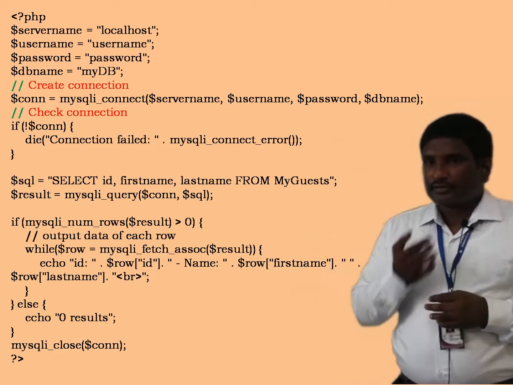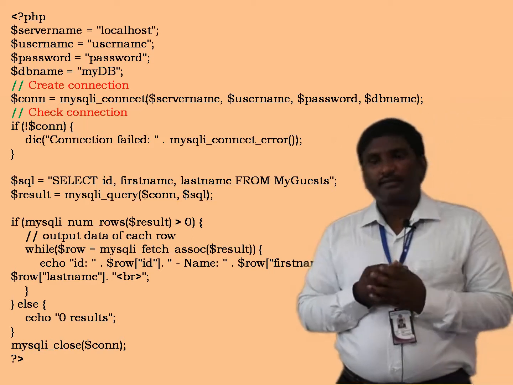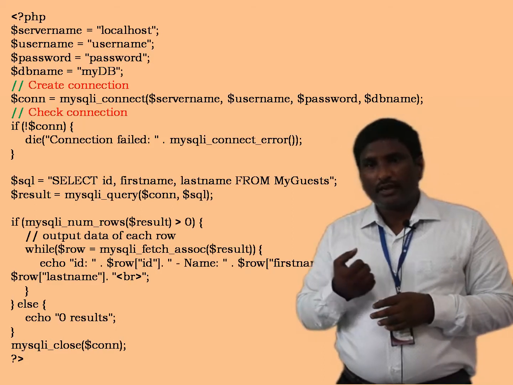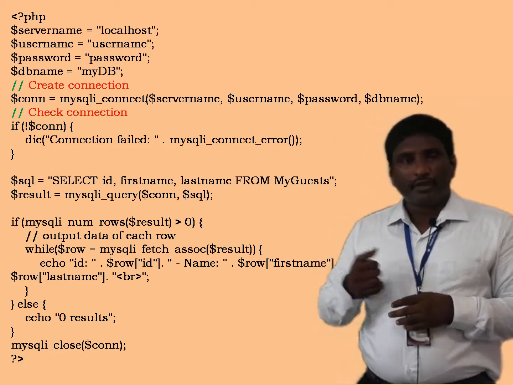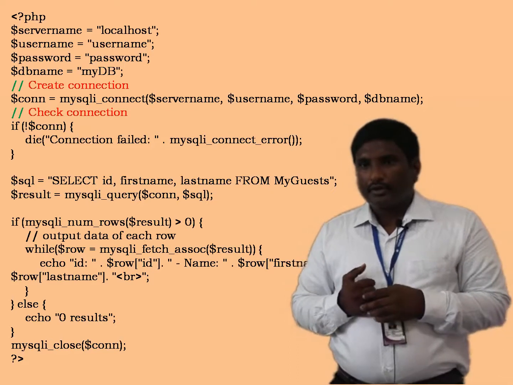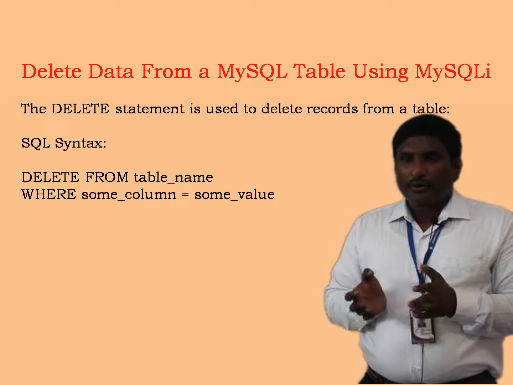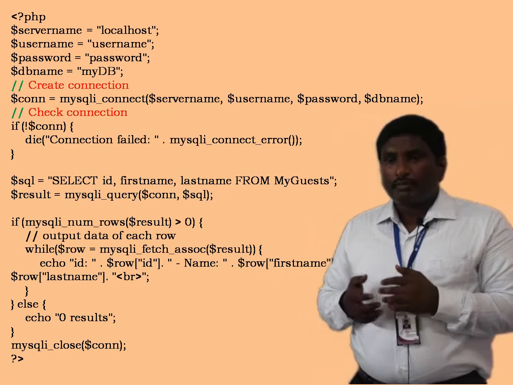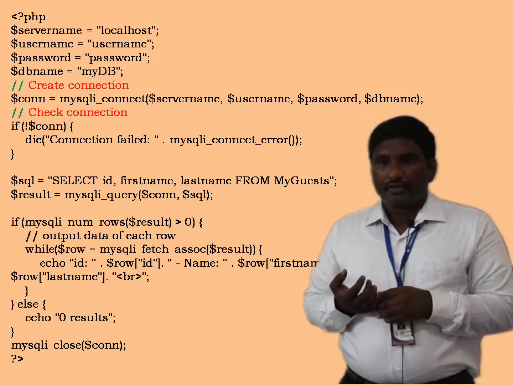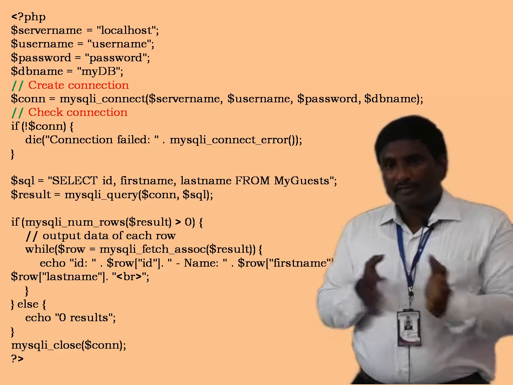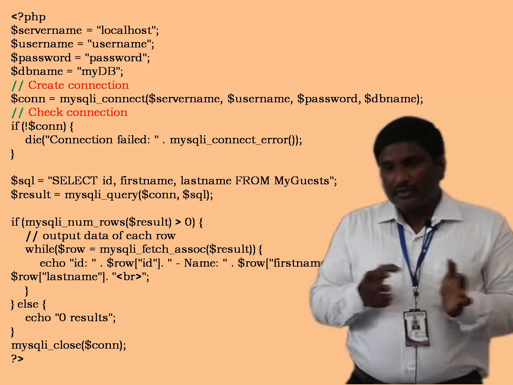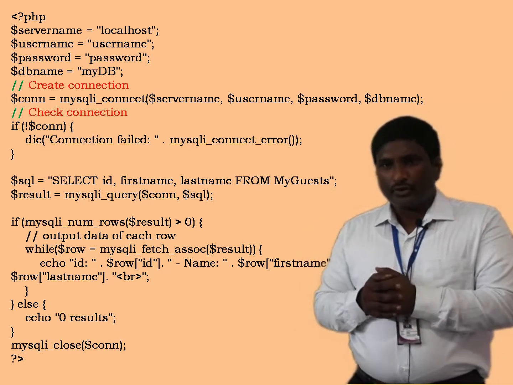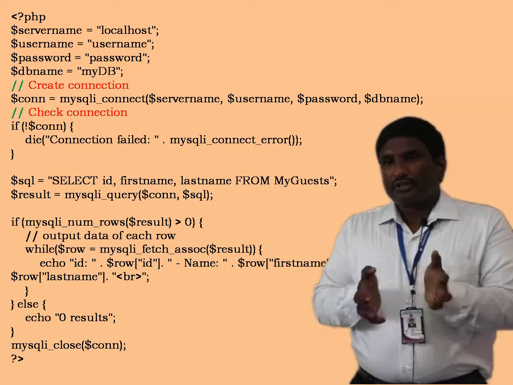After that, SQL query, as usual: select ID, first name, last name. So my intention is to select ID, first name, last name from which table? My guests. Okay. So that corresponding result will be displayed by executing mysqli_query. So result will be what actually it returns. It is not actually true or false. It returns an array of data, so key value pairs. So that will be stored in result.